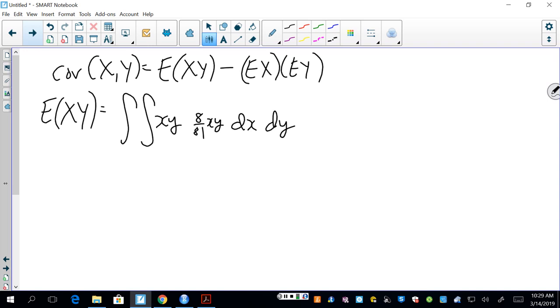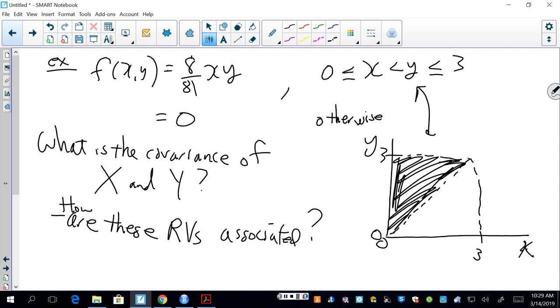Now y on the outside goes from 0 to 3. I'm going to go back to that picture. Y goes from 0 to 3. But every time you have a value of y, where can x go? X can't go from 0 to 3 as well because of that restriction. If you have a value of y, x can just go from 0 up to y.